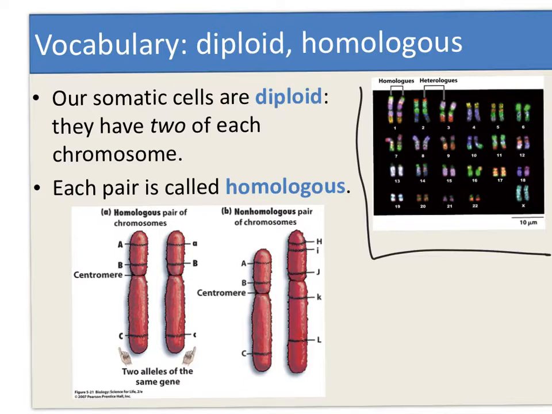So this is the karyotype of our DNA. We've got 22 autosomes, and then we've got 2 sex chromosomes, either an X or a Y. Females are XX, males are XY.